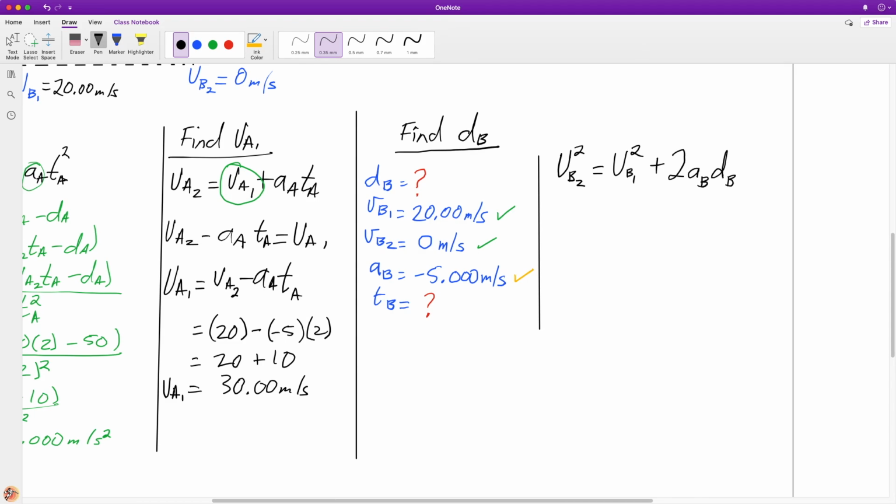Now, when we rearrange for what we're looking for, again, we're trying to solve for dB. So we have to remove the VB1 term, bring it to the left-hand side, and then we have to get rid of the factors 2 and AB. So that becomes this, VB2 squared minus VB1 squared is equal to 2A section B times D section B. The opposite of multiplication is division. So we've got VB2 squared minus VB1 squared all over 2A, and that is equal to dB.